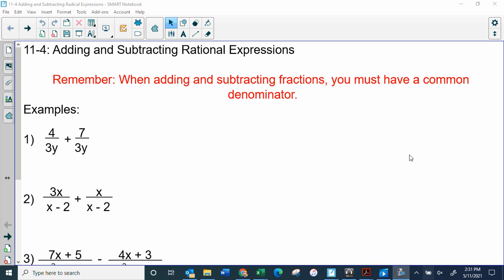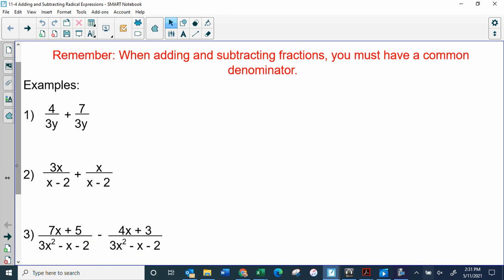This lesson is on adding and subtracting rational expressions. So remember, when adding and subtracting fractions, you must have a common denominator. And just as a quick review, rational expressions are expressions where you have a numerator and denominator that are both polynomials. All right, so let's look at some examples.